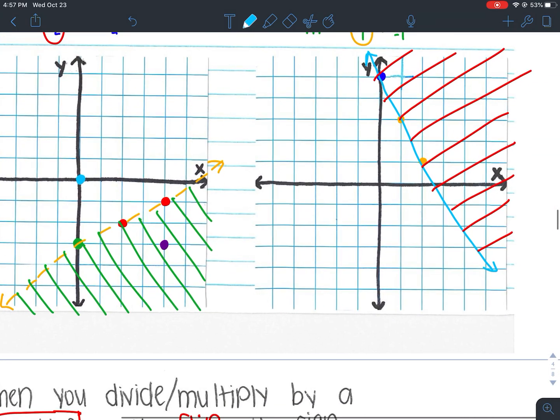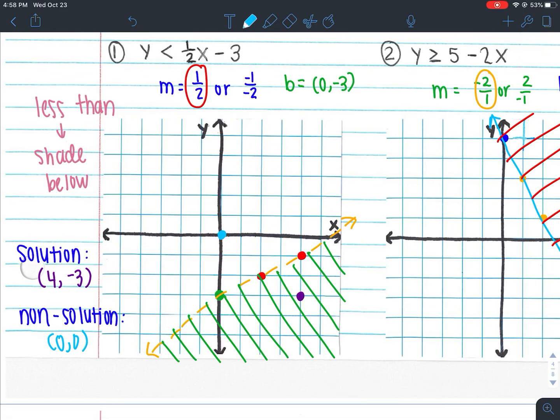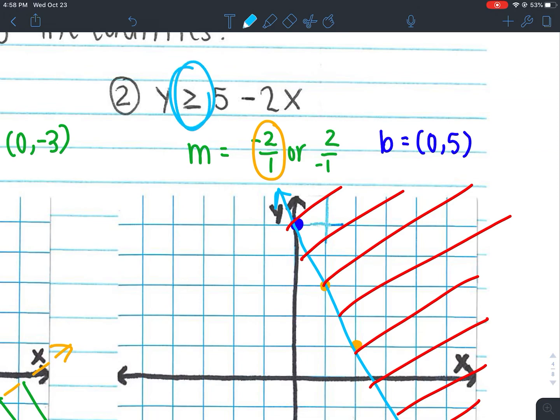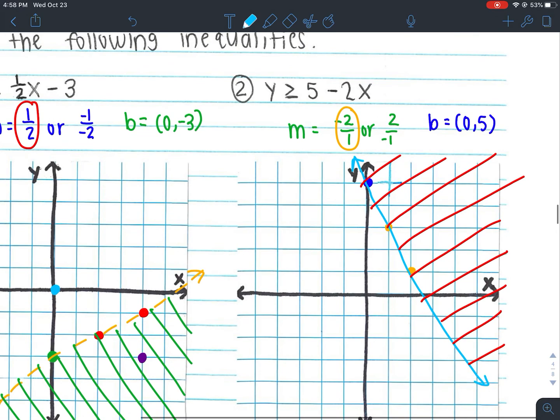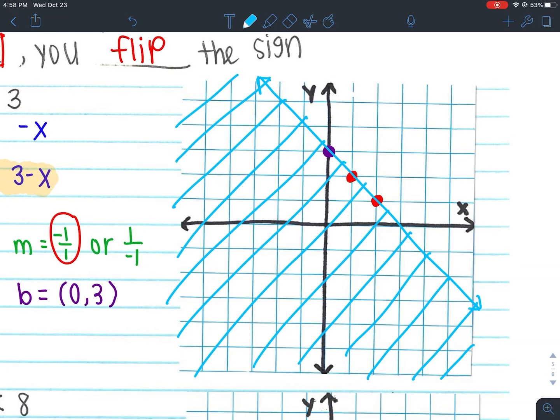Now, I don't know if anyone had asked this or is thinking this in their head, but I want to go back to the last two graphs. So when I asked for solutions and non-solutions, solutions were in the shaded area and the non-solutions were in the non-shaded area. And so when you think about it, remember the dashed line is because the inequality sign is not equal to. So any point on the dashed line is not a solution because it's not equal to. But because this one's a solid line, because it's an equal to inequality, then any point on the line is a solution. So it depends on where the point is on your line and whether it's an equal to or not equal to.